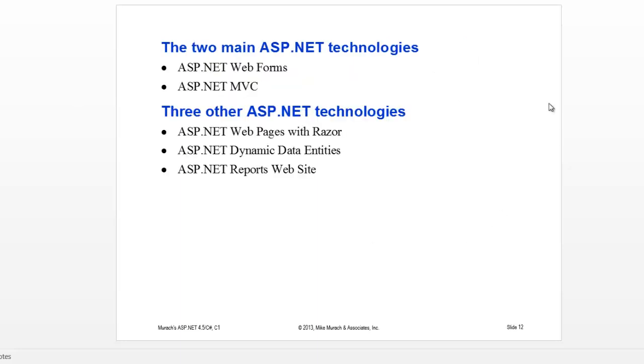There are two main ASP.NET technologies that we will discuss. Primarily in this book, you will talk about ASP.NET Web Forms. These were introduced in 2002, and they were a replacement for active server pages, which is now called Classic ASP.